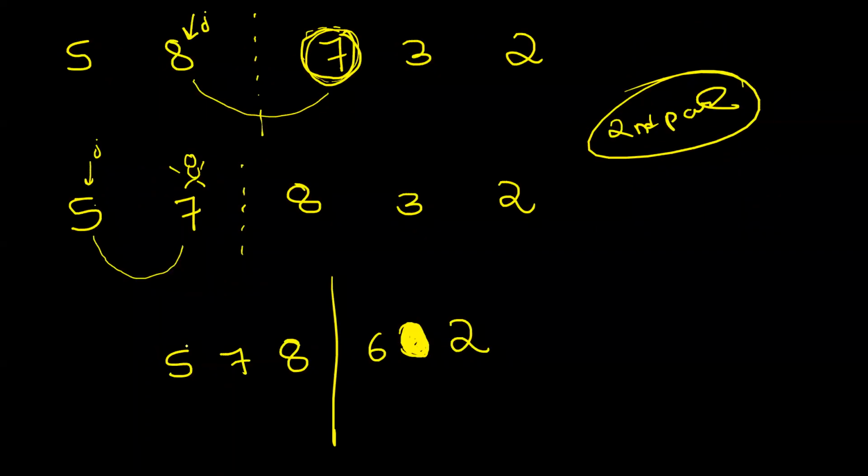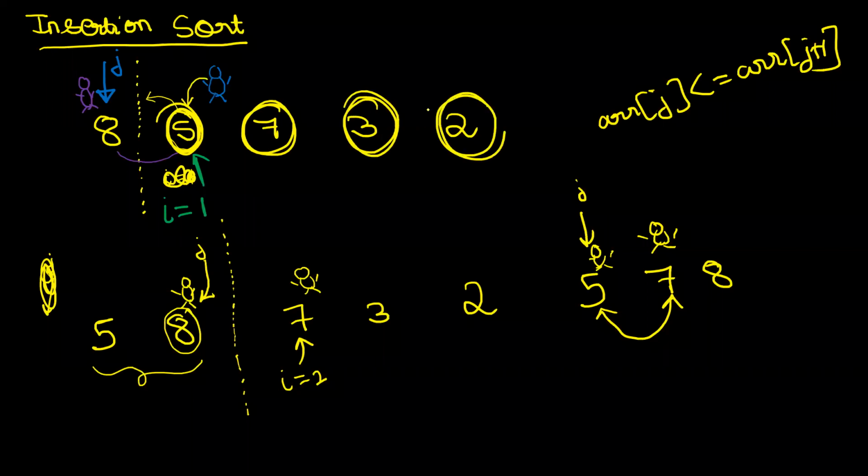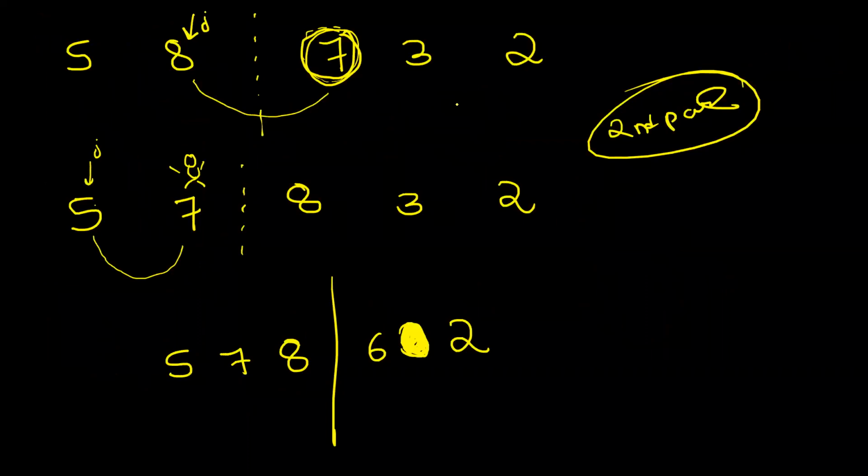Look at the insertion sort algorithm. What was the first element that I inserted? The first element that I inserted was 5. Then I inserted 7. Then I inserted 3. Then I inserted 2. So first of all, I inserted the element which is there at index 1, then index 2, index 3, index 4. So I start from index 1 and go all the way till the end of the array. Do you agree? Do you understand? How many of you understand?